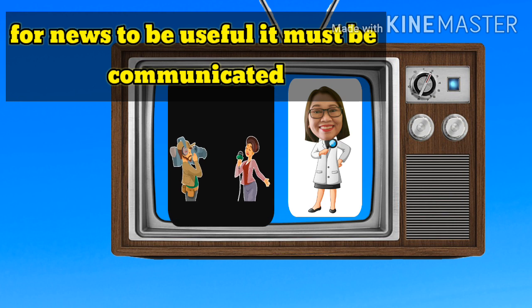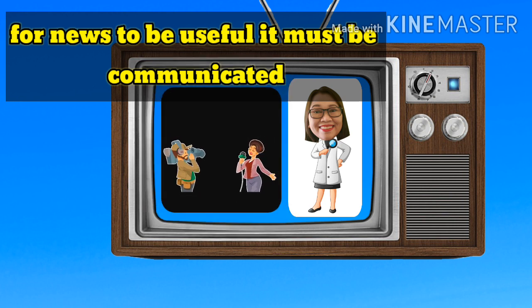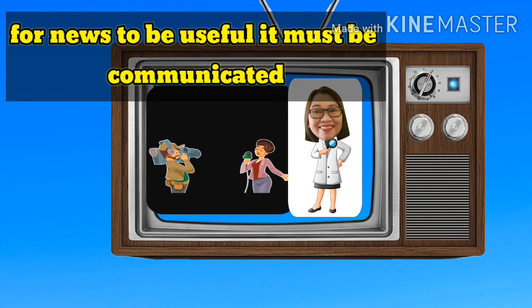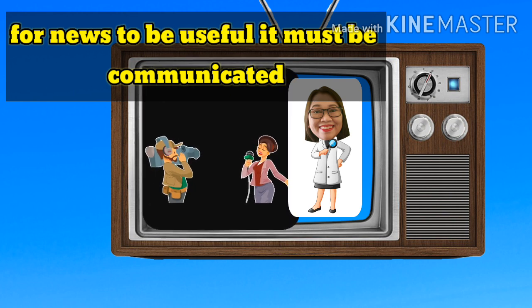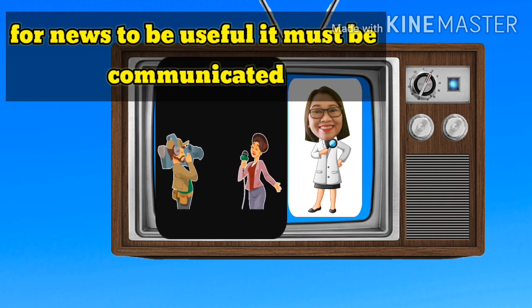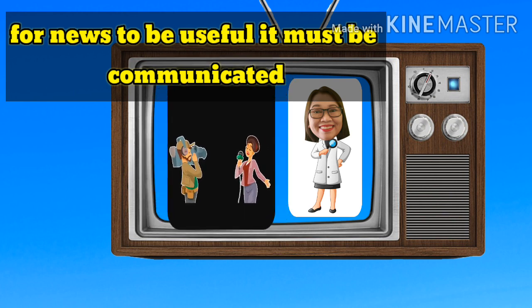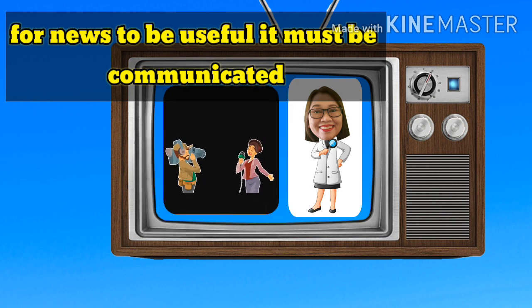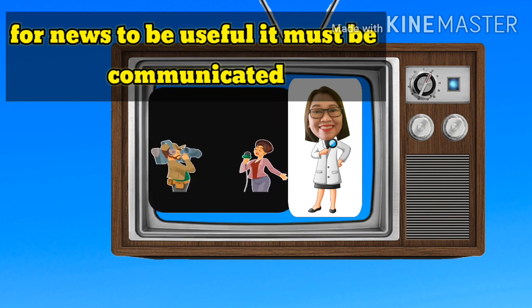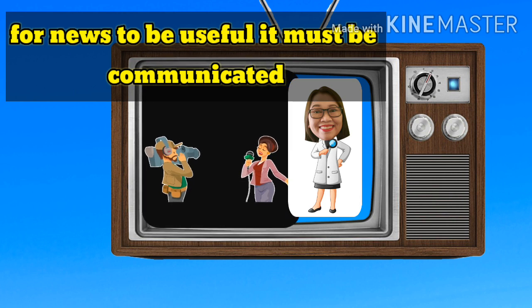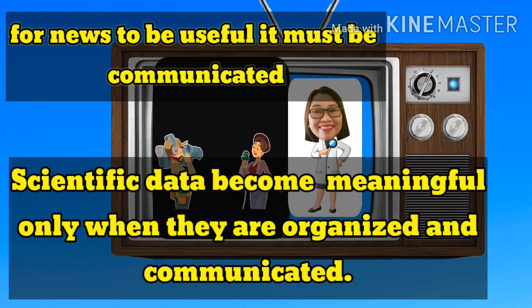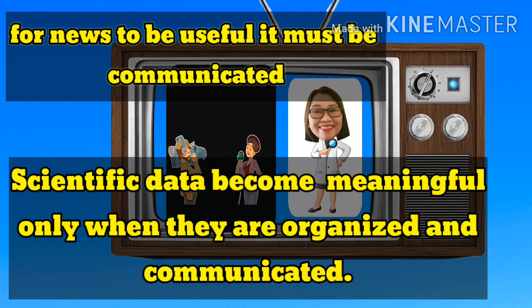But in order for news to be useful, it must be communicated. If a news reporter witnessed an event but doesn't report it, then he might as well not have seen it. If the event is reported, then it must be described in a clear, organized manner for it to be understood and appreciated. Like the news, scientific data become meaningful only when they are organized and communicated.